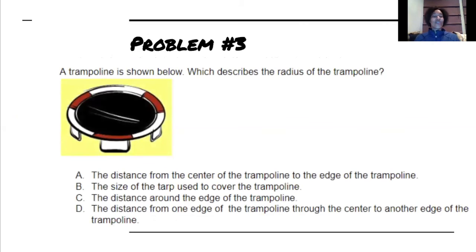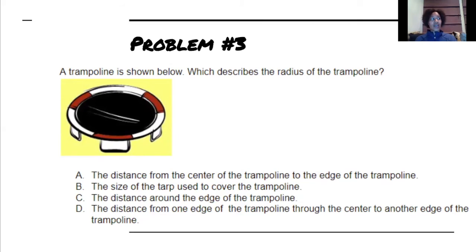All right, cool picture, a trampoline. I love jumping on those. A trampoline is shown below, which describes the radius of the trampoline. Well, let's think back about what we just talked about, the diameter. And we said the diameter touches 2 parts on the circle and it goes through the center.